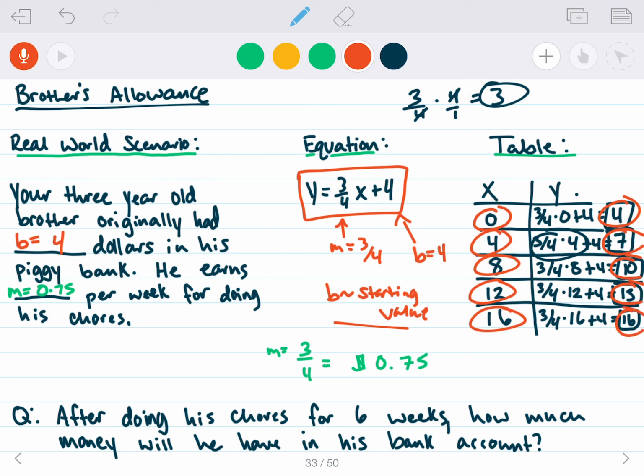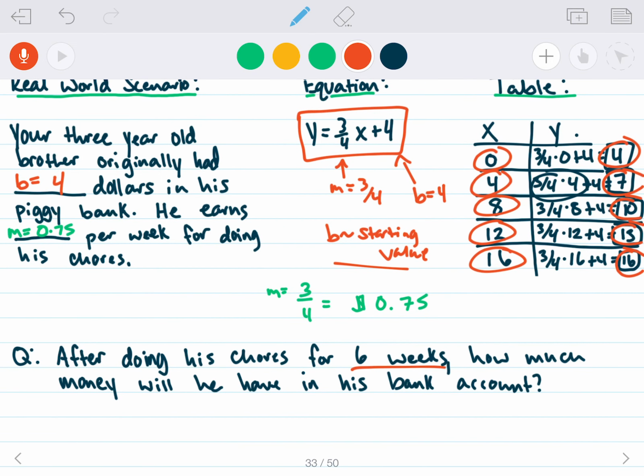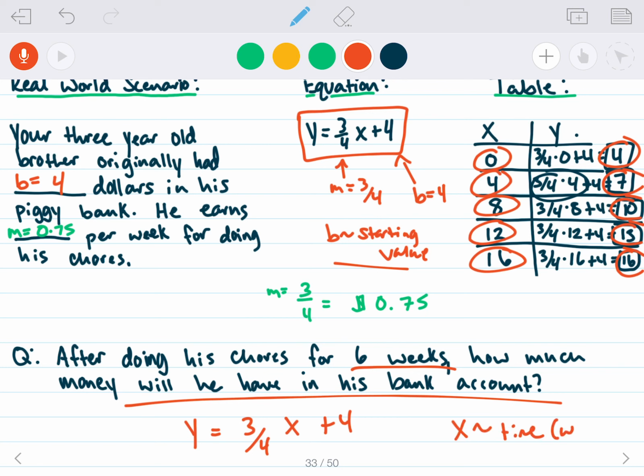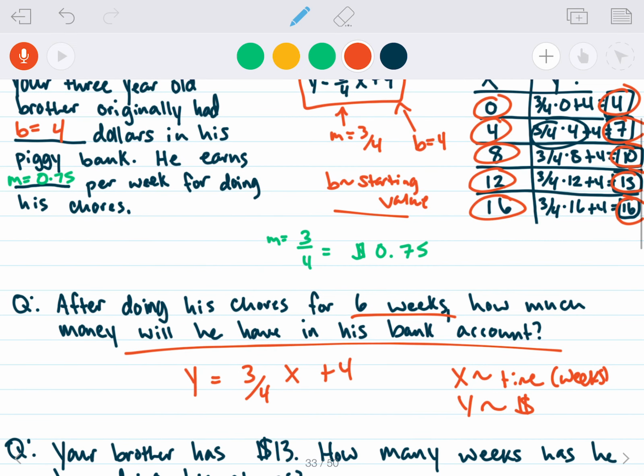Okay, so it says, after doing his chores for 6 weeks, how much money will he have in his bank account? So we have this equation that tells us everything we need. Well, x is going to represent time, which is weeks in this case, and y is going to represent how much money he has. So what we're just doing here is plugging in 6 for x to see what we get out for y.